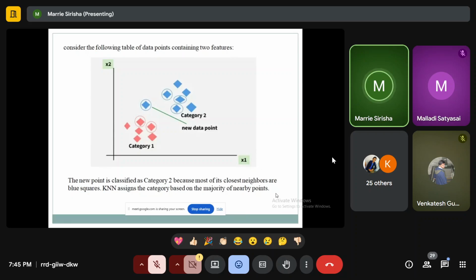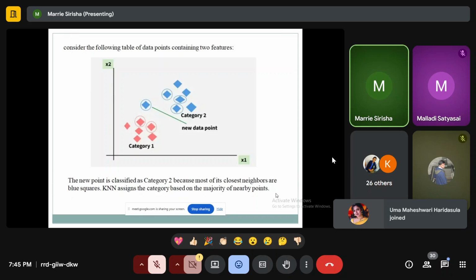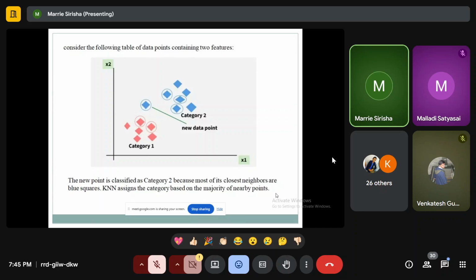By looking at the diagram you can say that since blue color is there, you are categorizing the square as category 2. But no, we have to calculate. For your understanding it looks like this, but there are so many steps that you need to follow to classify whether the square belongs to category 1 or category 2, right? See, here the new data point is classified as category 2 because it is nearest to category 2.